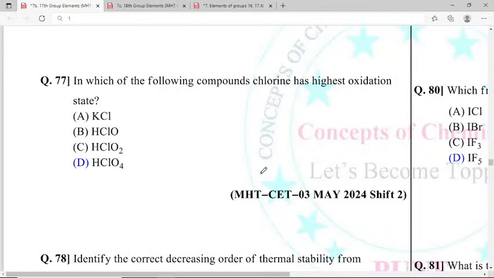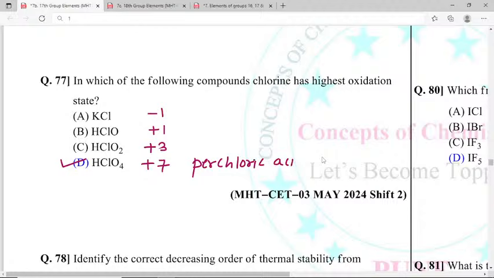Next, in which of the following compounds does chlorine have the highest oxidation state? +7, +3, +1, -1. So this is called perchloric acid. And if the question asks for the lowest, then it is potassium chloride. Perchloric acid, HClO4, is +7.